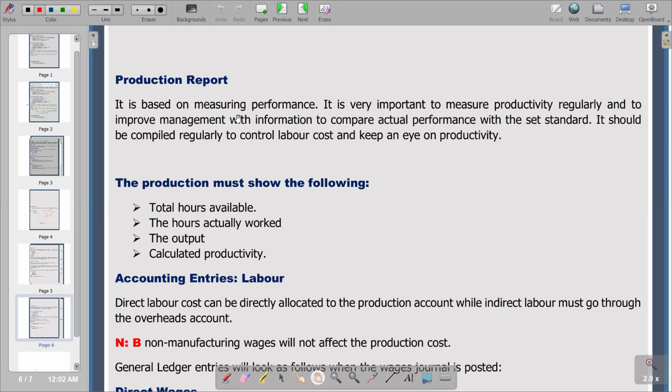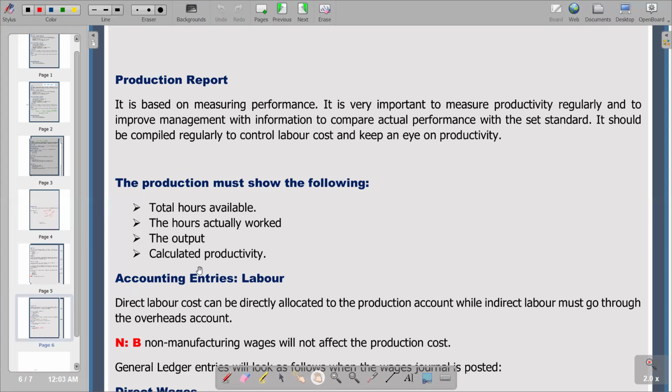So the explanation that we have at the production report reads, it is based on measuring performance. It is very important to measure productivity regularly and to improve management with information, to compare actual information with the set standard. It should be compiled regularly to control labor costs and keep an eye on productivity. So basically, that's what we have in terms of the production report. What contents do we have under the production report is what we have stated. The production report must show the following: the total hours available, the hours actually worked, the output, and calculated productivity.